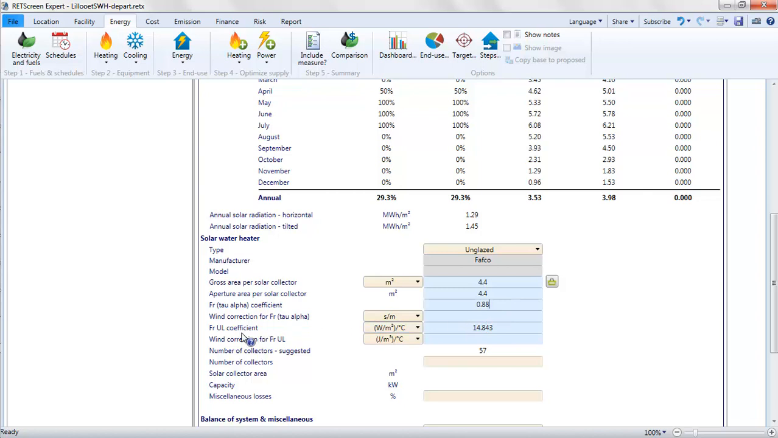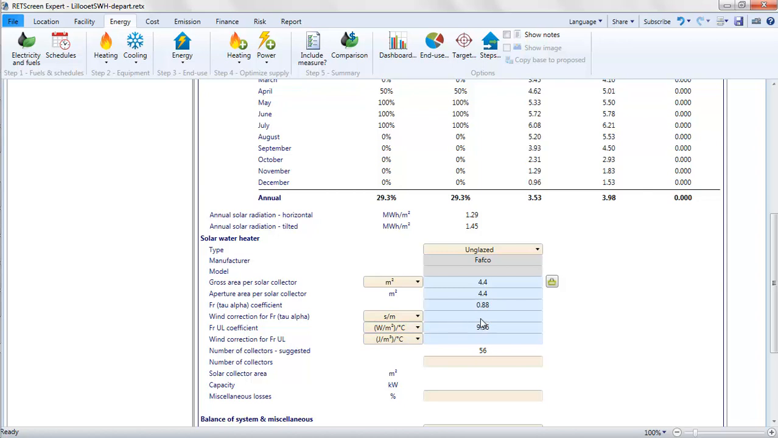The collector will tend to lose some of this heat to the environment. These thermal losses are parameterized by the FRUL coefficient. It indicates the heat loss, in watts per square meter of collector area, for every degree Celsius difference between the temperature of the water entering the collector and the ambient air. I'll enter 9.96 here. With an unglazed collector, however, winds affect both these FR tau alpha and FRUL coefficients.